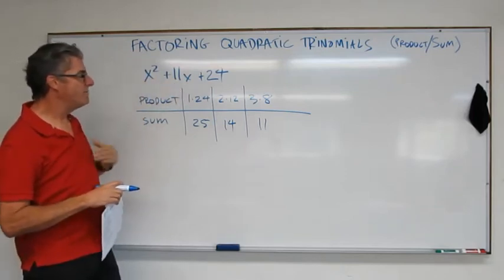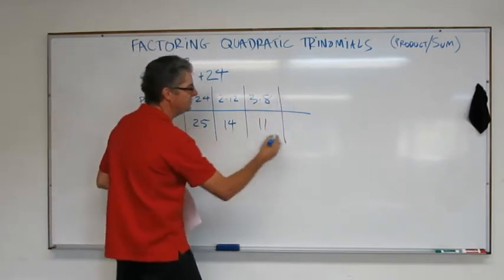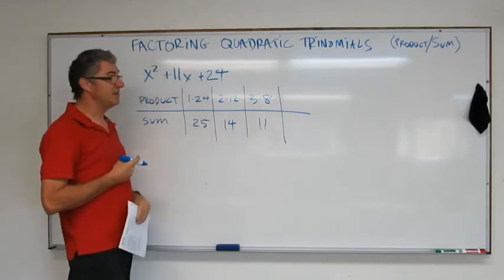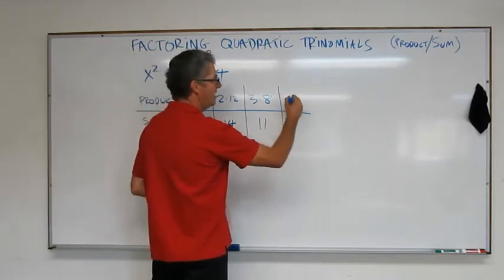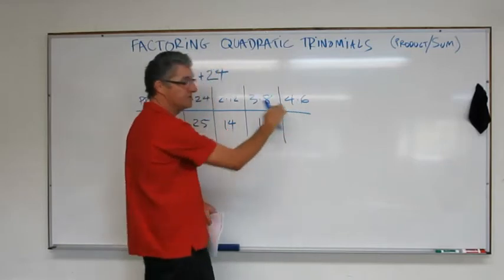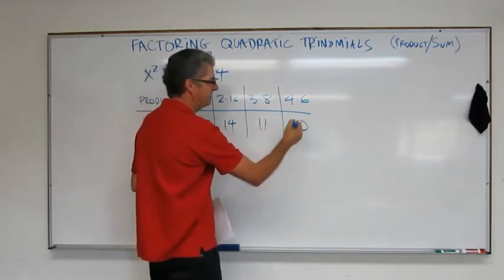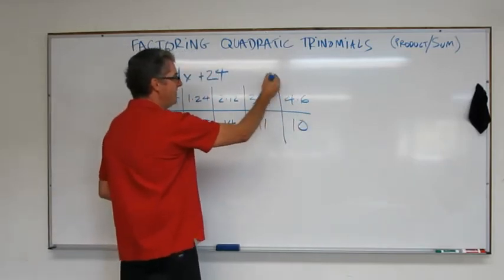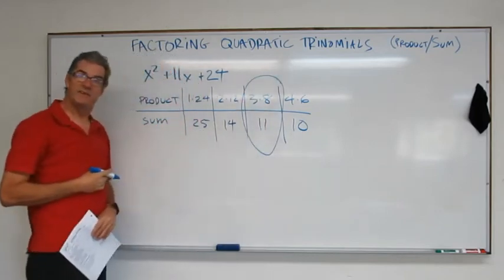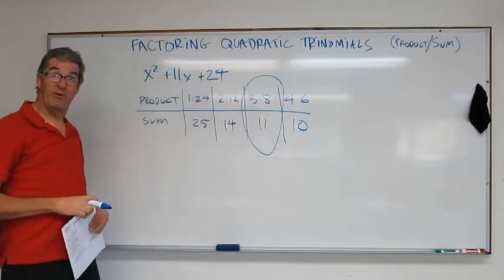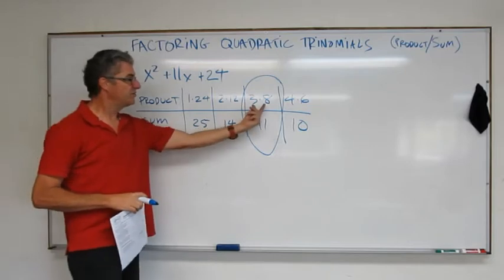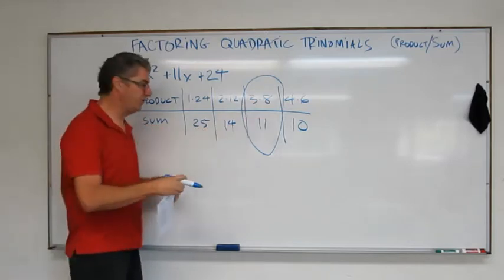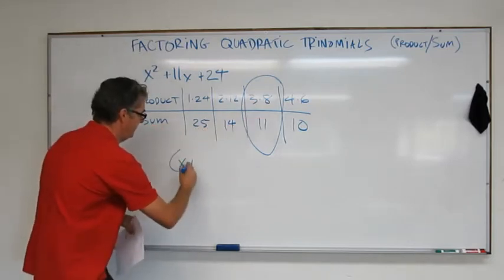Let's just do one more just to make sure there's not another possibility. What's the other way to multiply to 24? 4 times 6. What does that add to? 10. So we know now that this is the one that we want. So the rest is simple. Very, very simple. You just grab these two numbers and put them in your parentheses.